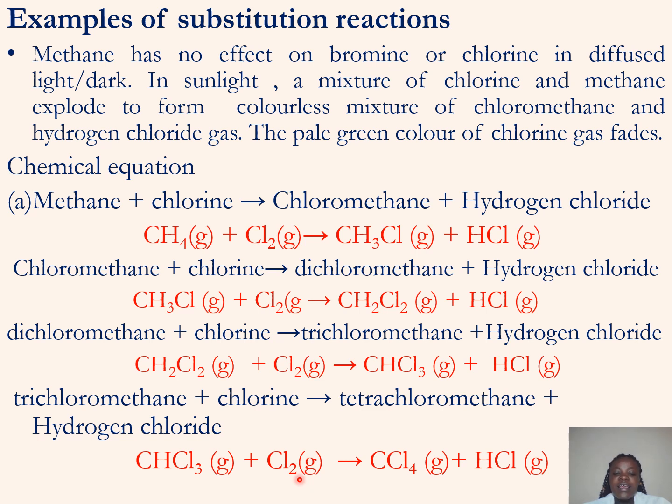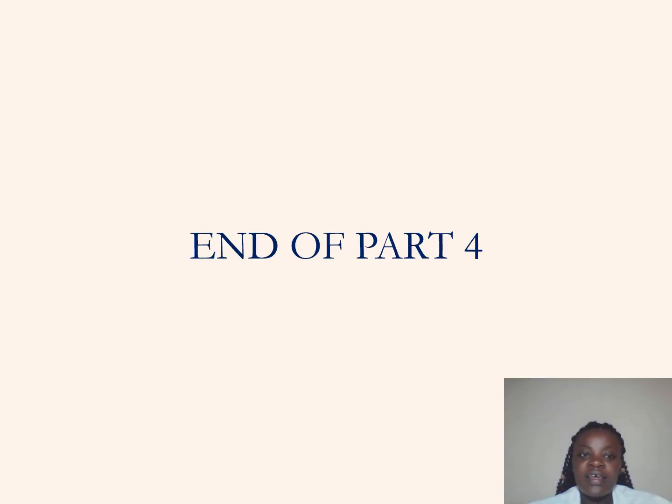So all the hydrogen atoms have been substituted with the chlorine. So this is the process we are calling a substitution reaction, where a halogen replaces a hydrogen in the alkane. So we are going to give more examples on substitution reaction, and that will be in our next part. That will be part 5. So see you in the next lesson.